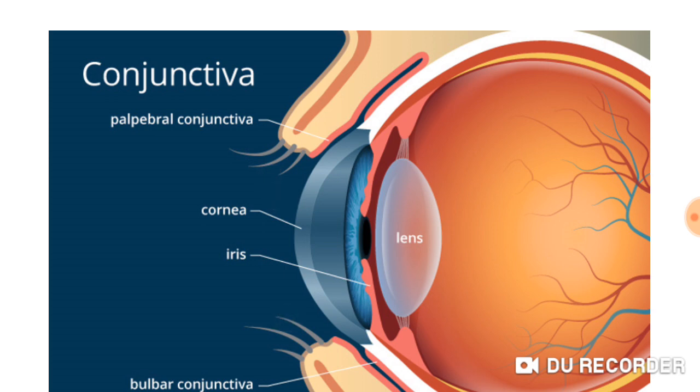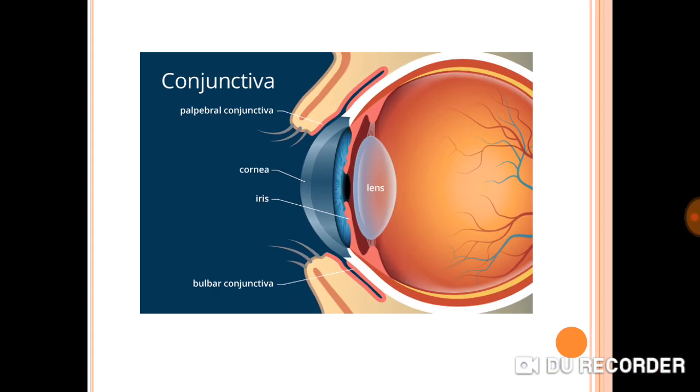Now just one point I need to clarify here: the conjunctiva does not cover the cornea. The conjunctiva does not cover the cornea, but its epithelium is continuous with that of the corneal epithelium. It just covers the sclera of the eyeball.